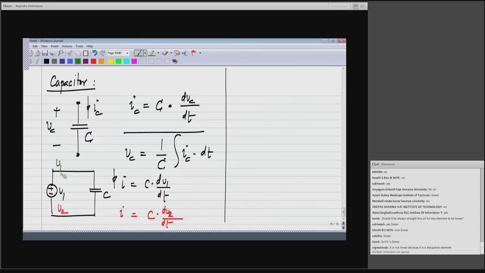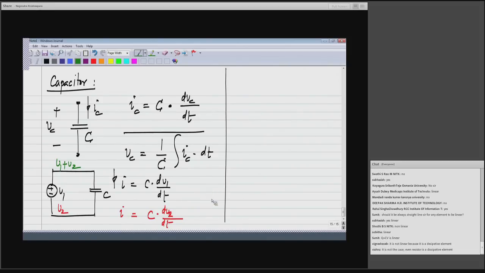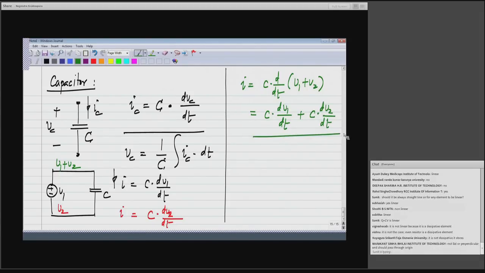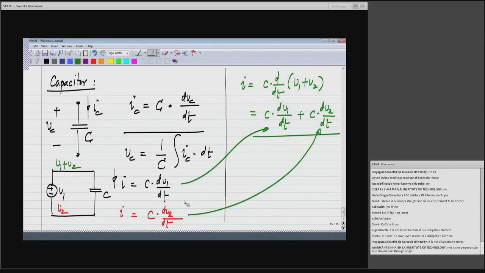And finally, I could apply the two together. Okay, exactly the same experiment I did with the resistor earlier, V1 plus V2. In this case, the new current would be C times d by dt of V1 plus V2, but the time derivative of a sum of two quantities is the sum of individual time derivatives. Okay, so clearly the responses are sum of individual responses, and linearity is indeed true.